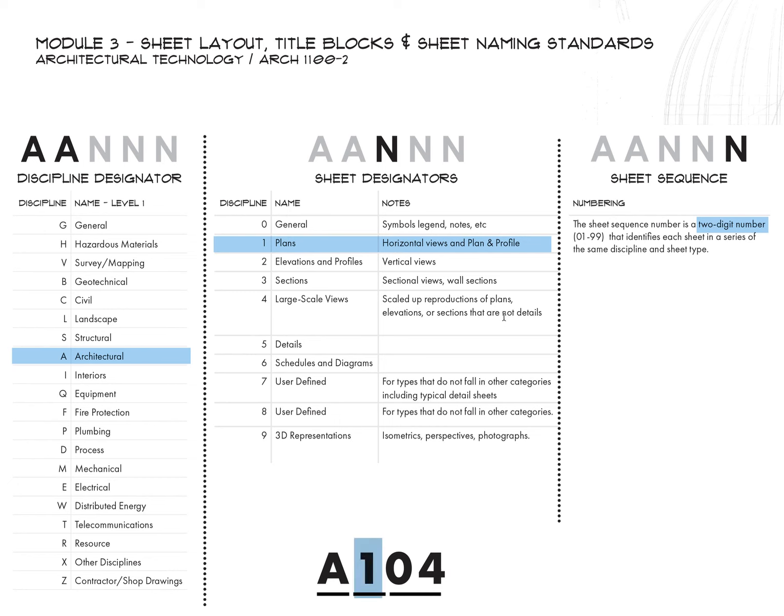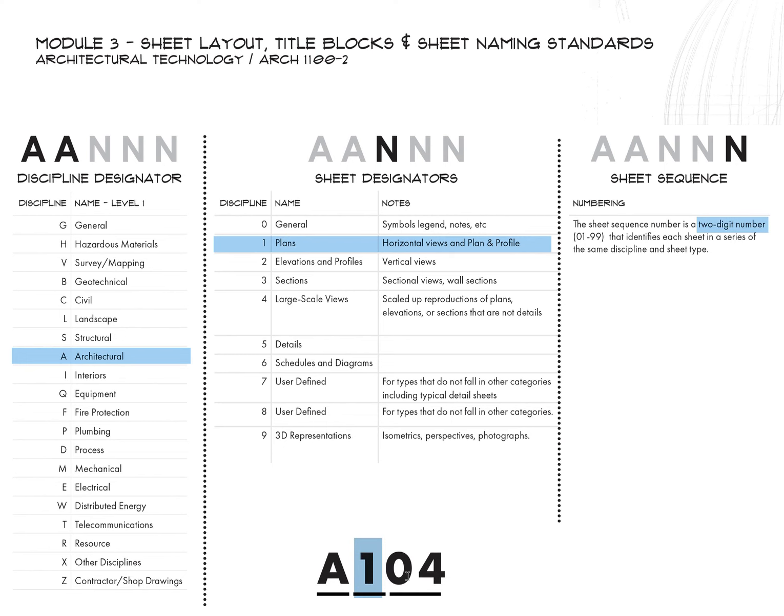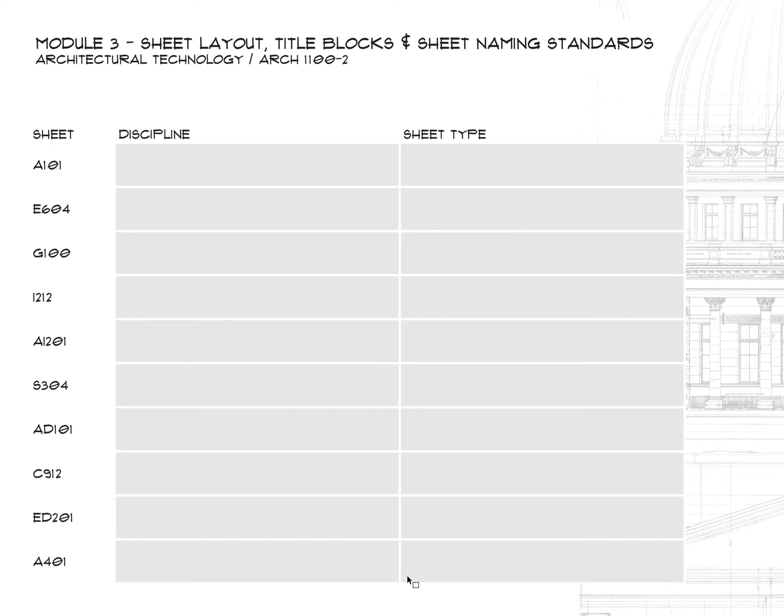I had another example earlier. So let me go through that again. The example that we're working with is we have an architectural plan, 4th sheet in. So A for architectural, we've got a plan, that's our 1, and then 4th sheet in would be 04. So this is what your homework looks like. We did the example from your homework. So the discipline is architectural, and since there's a 1 after it, the sheet type is a plan.